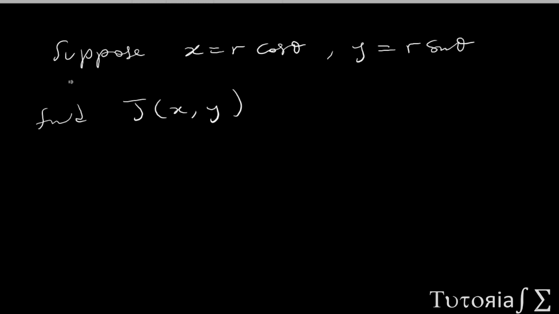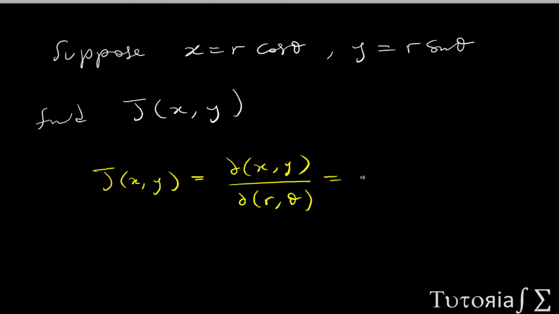Here you're given x equals r cos theta and y equals r sin theta. Find the Jacobian of x and y. We know that the Jacobian of x and y, which is J of x, y, is simply equal to the partials of x and y with respect to the variables that we have. We have two variables, which are r and theta. So this will be equal to x with respect to r, x with respect to theta, y with respect to r, and y with respect to theta.